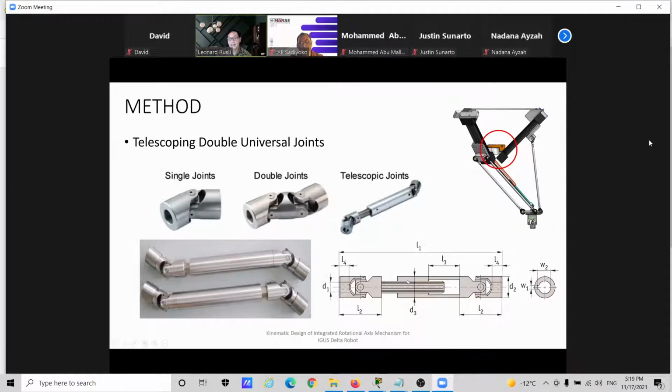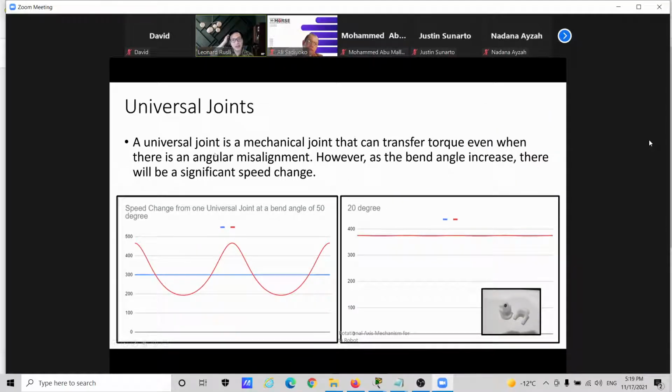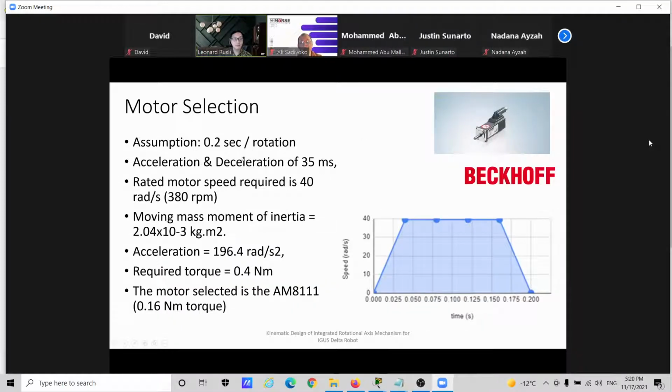So something like this. However, we will accomplish this using a slightly different geometry. So one U joint on the top here near the motor, another universal joint near the gripper, and a sliding middle member as a telescoping member. Like I mentioned, the universal joint will have a speed change at a bend angle of like 45 degrees. The fluctuation is very, very significant, which makes it subject to vibration and all kinds of problems. And so by having a double U joint, this will remove the speed fluctuation.